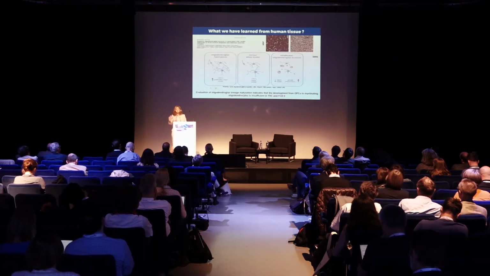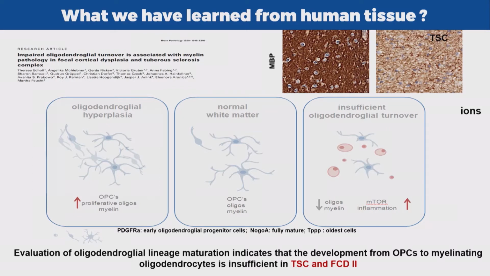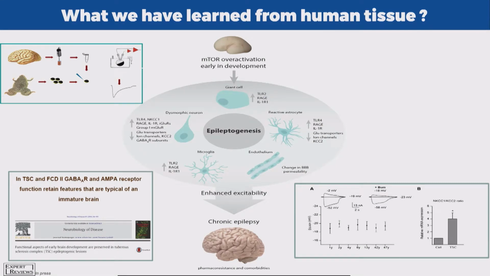We also use human tissue to study the pathology of the white matter, which is important to explain the link between dysregulation of mTOR and comorbidity, showing, for example, that here we are dealing with immaturity of oligodendroglial cells, actually with insufficient turnover, which is still linked to mTOR, but also to other factors such as inflammation. And then we also use human tissue to study the pharmacology, the function of the native receptors, using Xenopus oocytes as an expression system, showing, for example, that GABA or AMPA receptors have immature properties, and this is also common in a spectrum of malformations of cortical development.